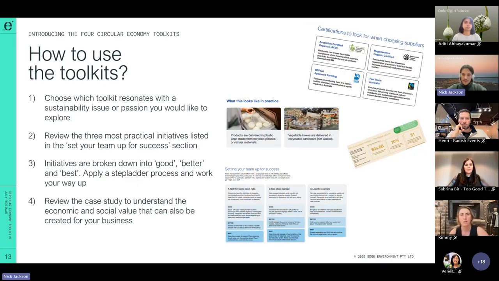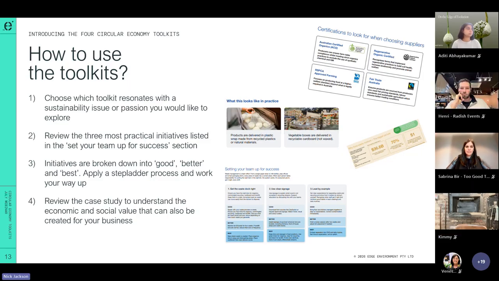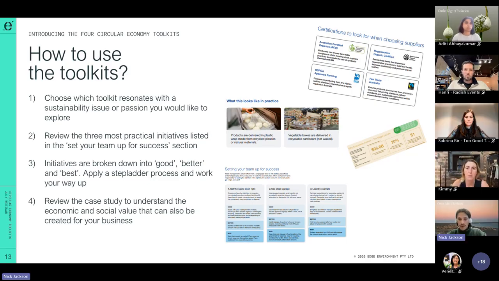So how do we use the toolkits and what are they all about? Firstly, the images on the right are a great description of what's included in these toolkits. Some of the toolkits have a lot of key information on some certifications, what to look for, some economic values on the cost benefits of each of these initiatives. They also provide visual images of what to look for in certain types of packaging and waste management systems. And most importantly, they have a Set Your Team Up for Success section, which provides 3 practical initiatives that your business can investigate and look into.